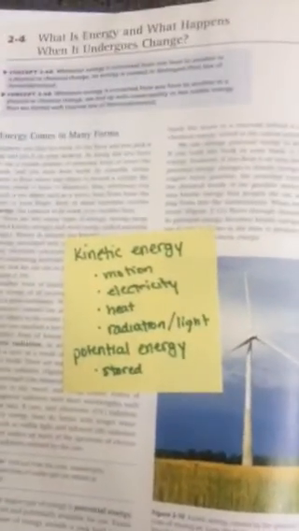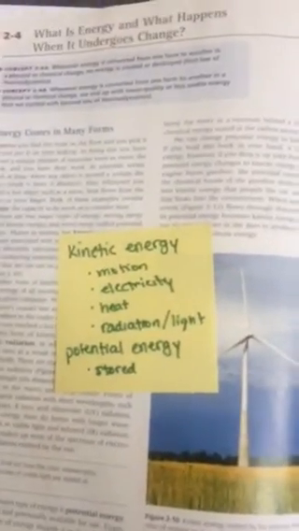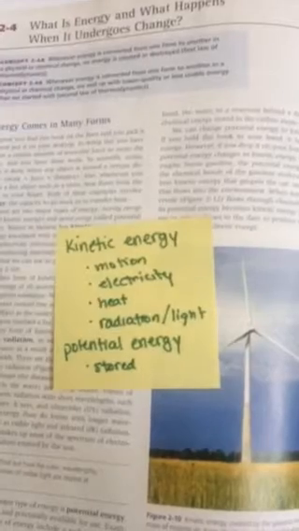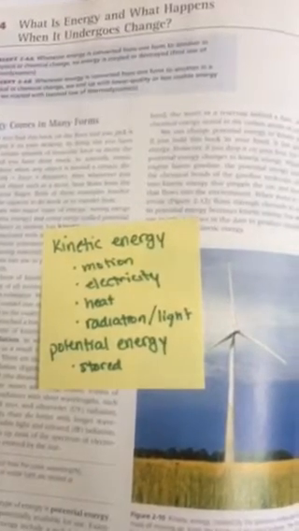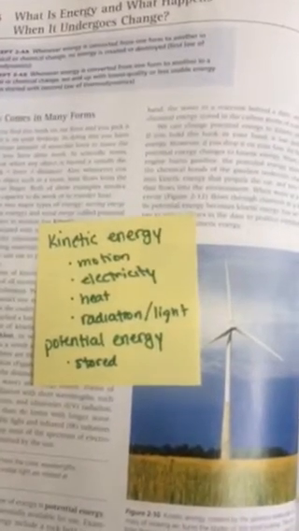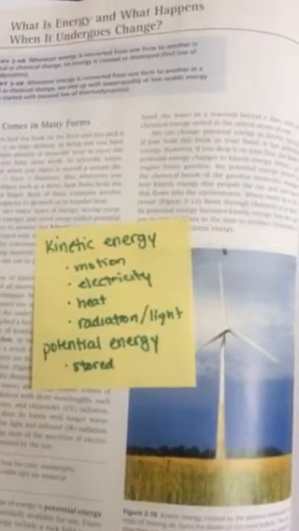Section 4 deals with a little bit about energy. So we get introduced to the idea of kinetic versus potential energy. They give you a lot of different examples of kinetic energy. This is the energy of motion, so it includes the movement of electrons.